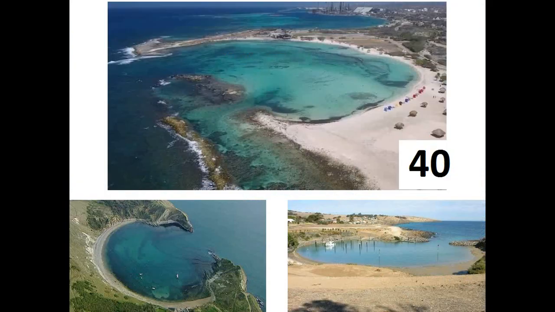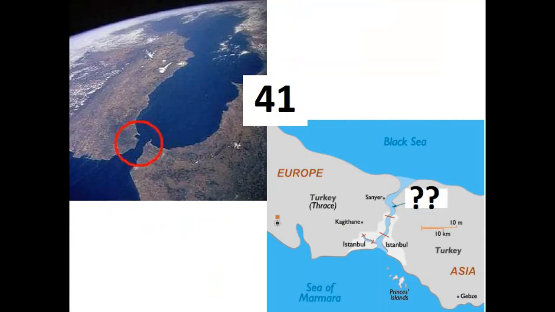Number 40 is a cove. A cove is a circular inlet from the ocean. So we're talking salt water here. It's a smaller circular inlet from the ocean, typically with a narrow opening. 41, we've got a small stretch of water that connects two larger bodies of water, kind of cuts through land. This is called a strait.